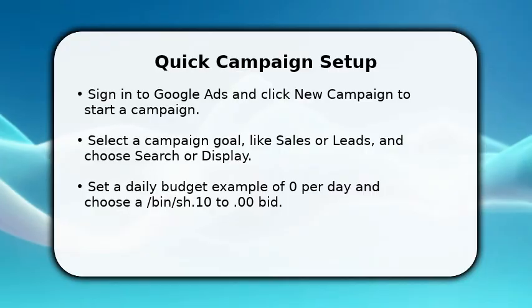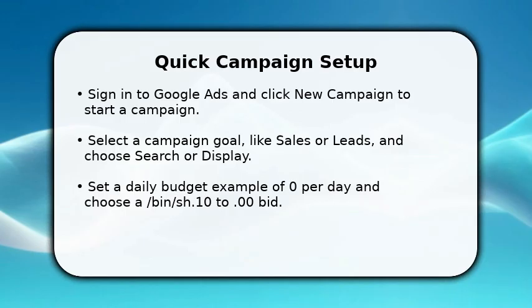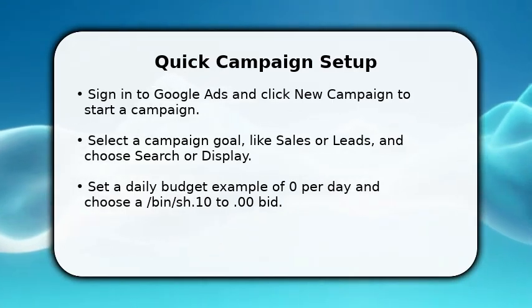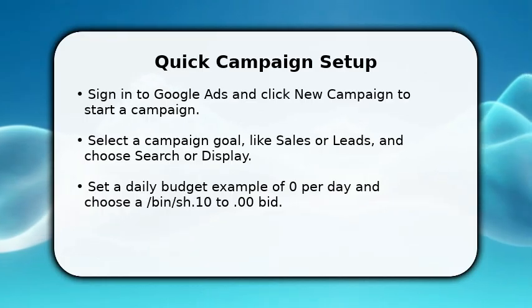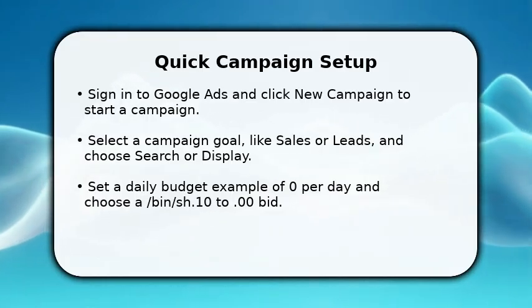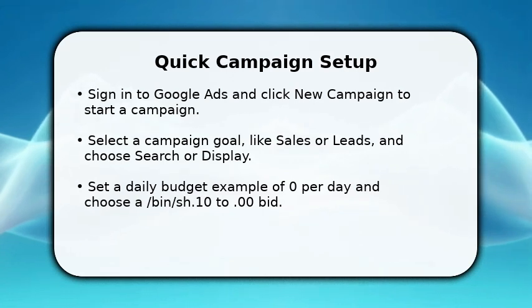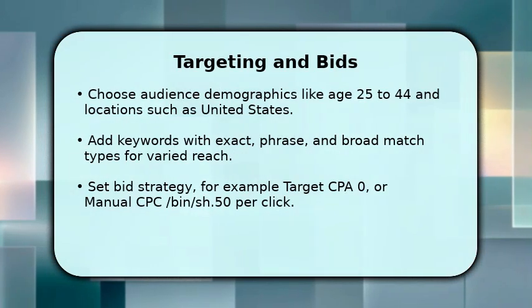Set a daily budget, for example 0 per day, and select a bidding strategy such as maximize conversions or manual CPC. Save basic settings and proceed to audience and targeting configuration now. Choose audience demographics like age 25 to 44 and locations such as United States.